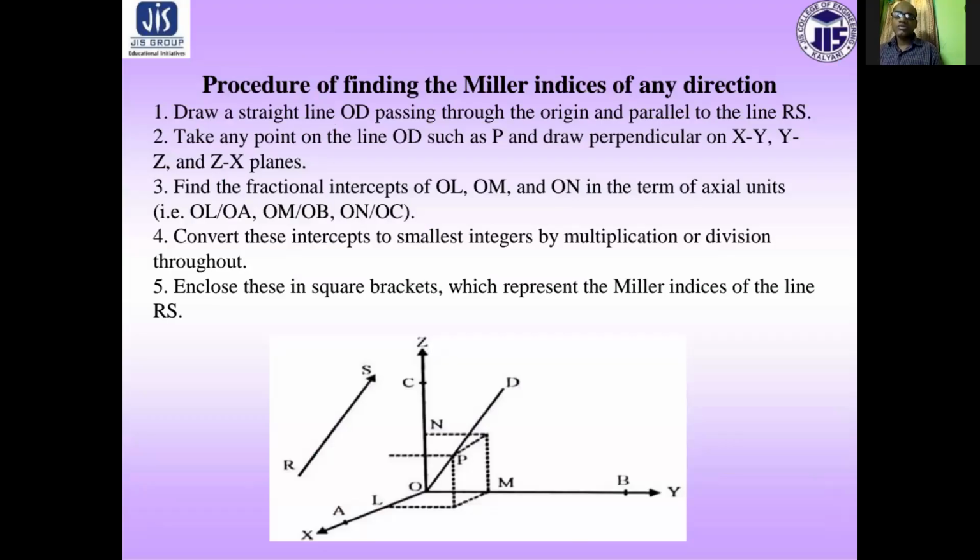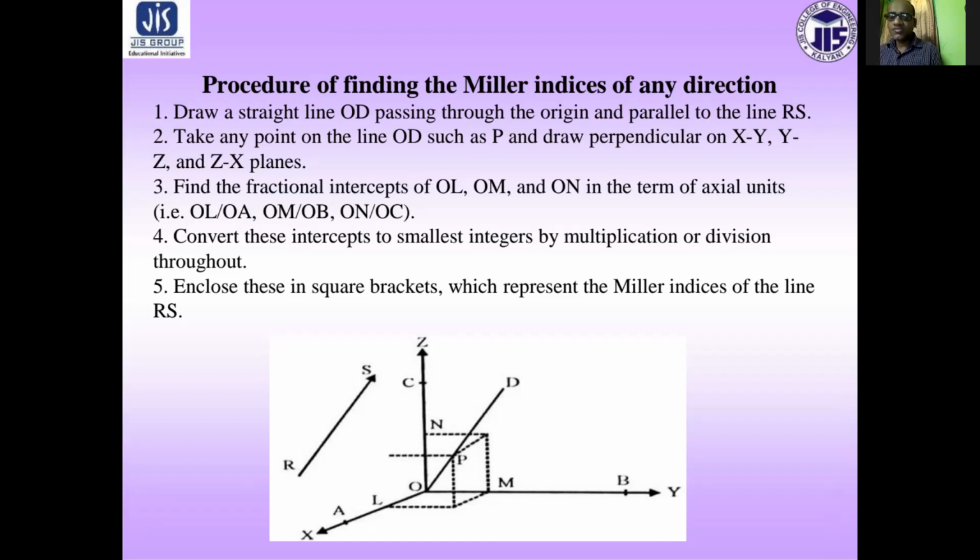Now, in Miller indices, Miller not only gives us the finding of crystallographic orientation, he also gives how to find the Miller indices of any directions. So as shown in this figure, the crystallographic axes are shown and a direction is as shown. Along that direction, we need to find the Miller indices.